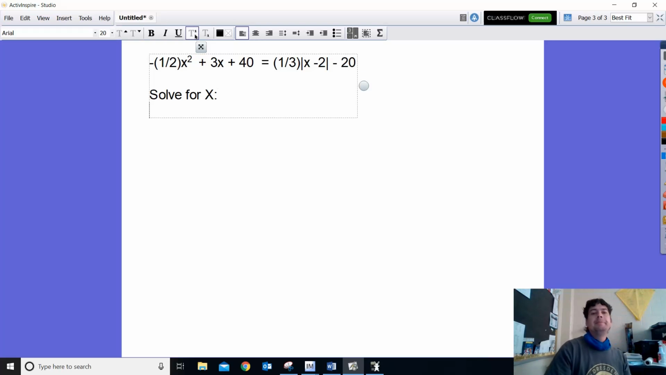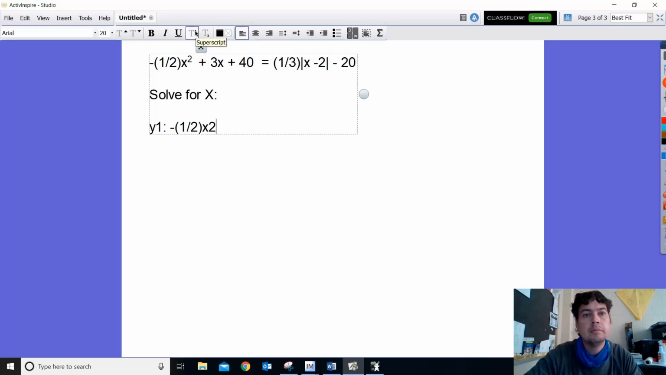What are you going to put in y1? What are you going to put in y1? Negative 1/2 x squared, plus 3x, plus 40. What are you going to put in y2?